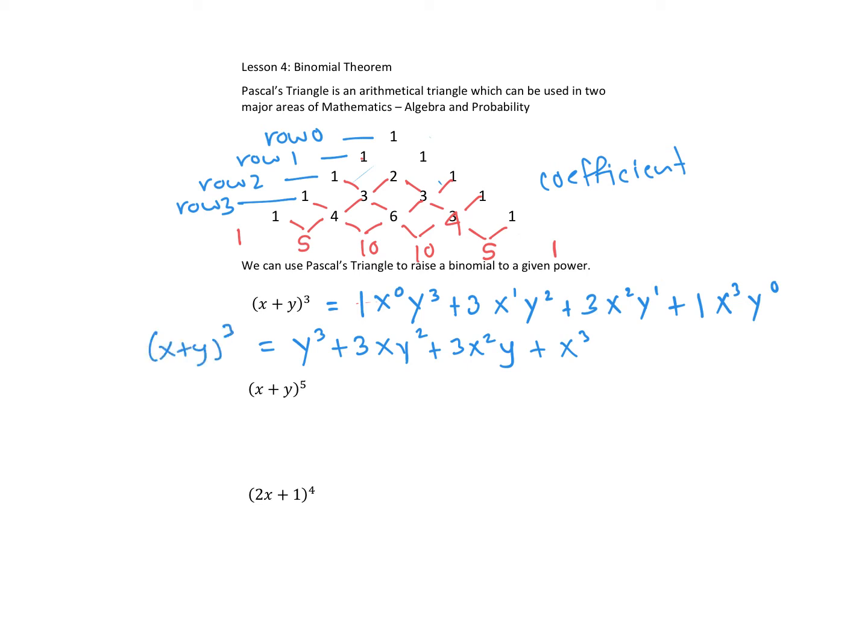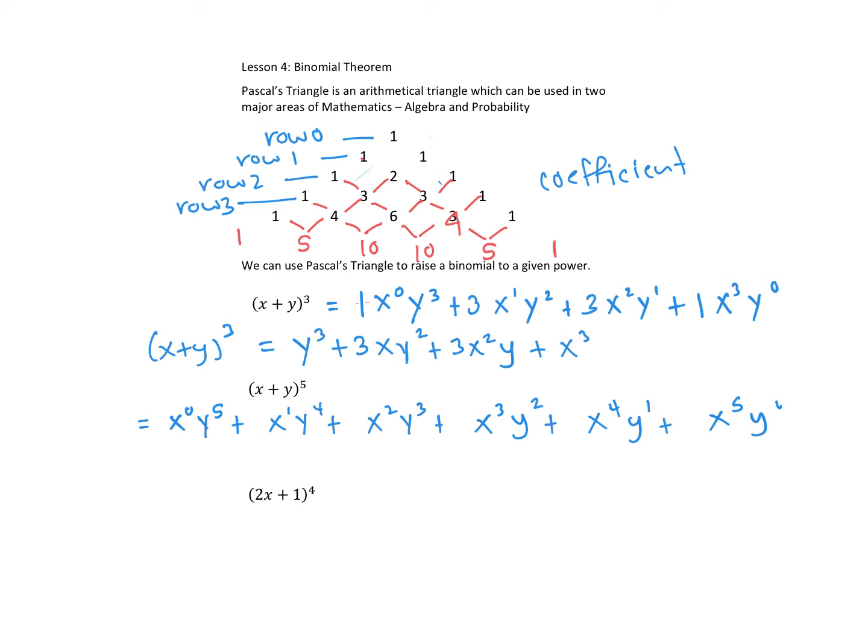So let's try it with x plus y to the power of 5. I need a bit of room here. So x will start with 0, y will be the highest power, which is 5. X is going to go up, y is going to go down. X is going to go up, y is going to go down. X is going to go up, y is going to go down. X is going to go up, y is going down. And finally, x goes up and y goes down.